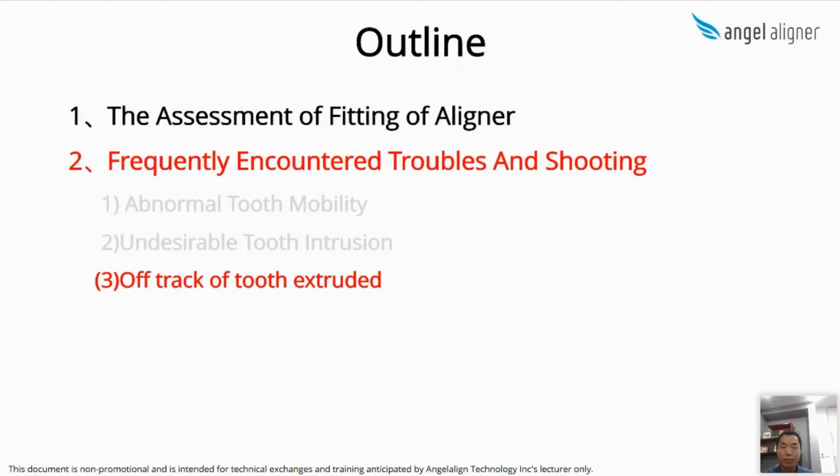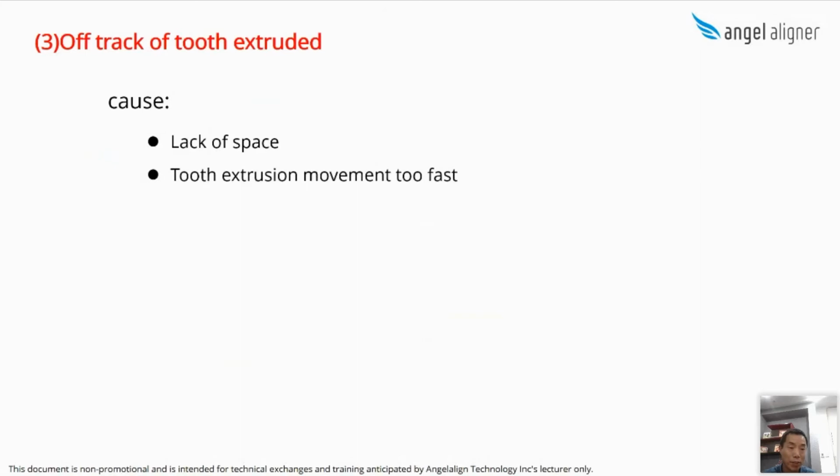The third trouble is off-track tooth extrusion. Let's see the causes of this trouble. First, lack of space. The second is the tooth extrusion movement being too fast in the IOS design. And the third is the attachment not designed or not bonded.